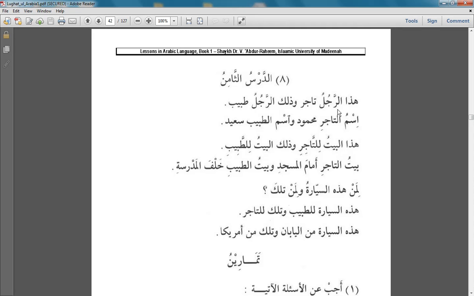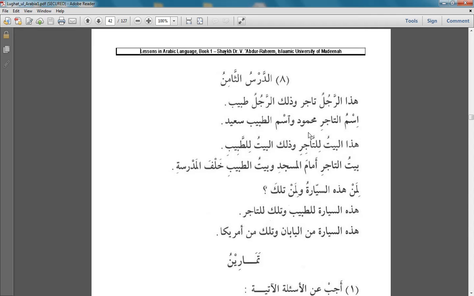And that is occurring because there's an alif lam on this noun over here. So this man is تاجر وذلك الرجل طبيب, and that man is a doctor. So this طبيب and تاجر in both cases are the predicates, and in Arabic we call that خبر.